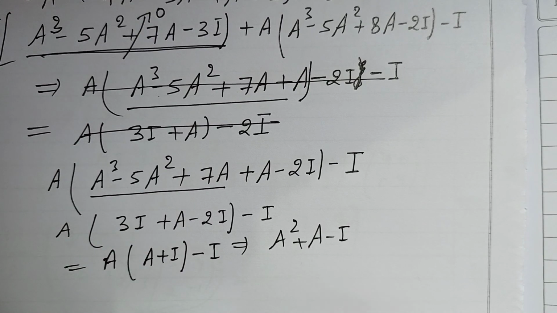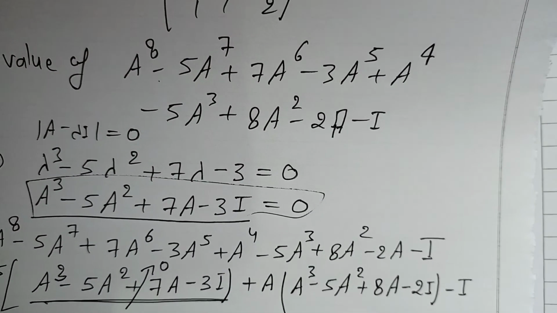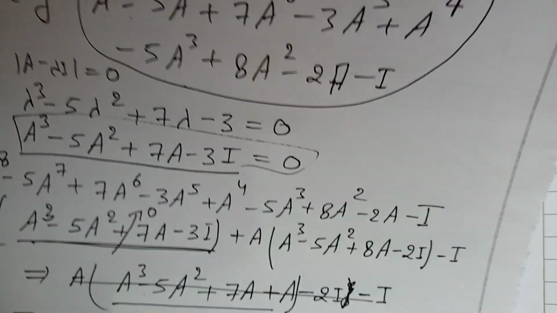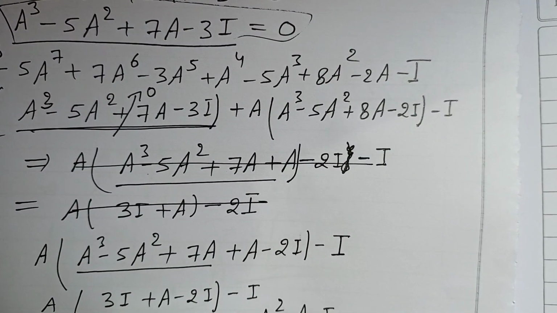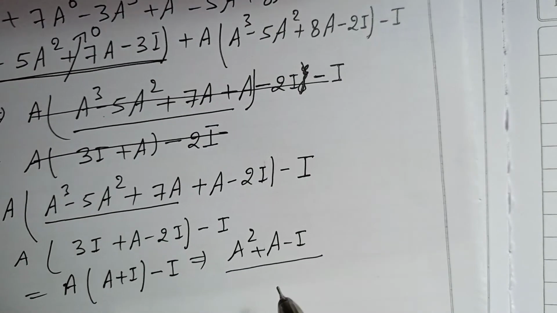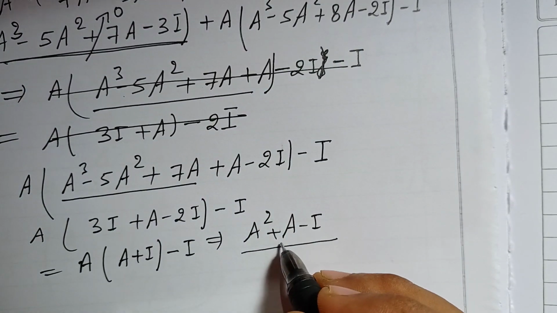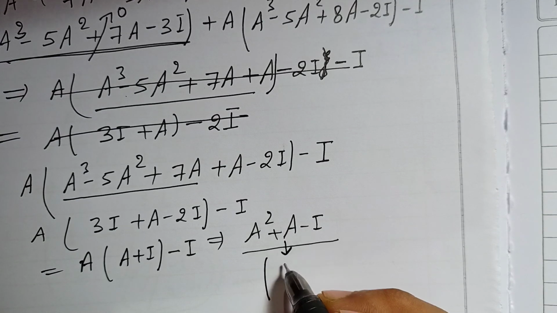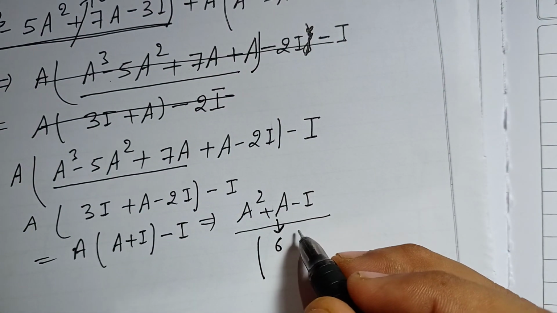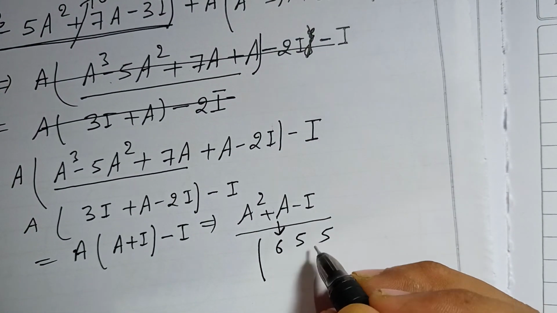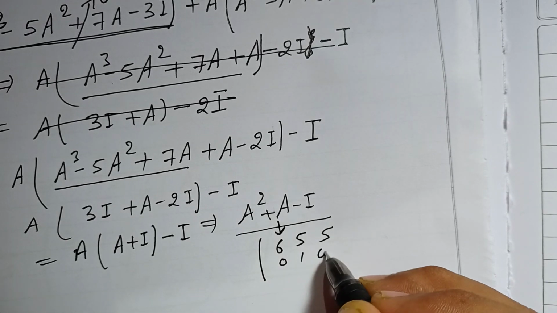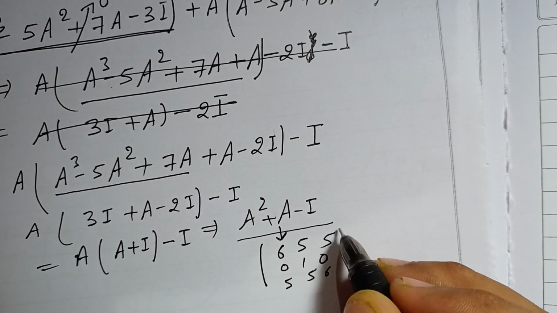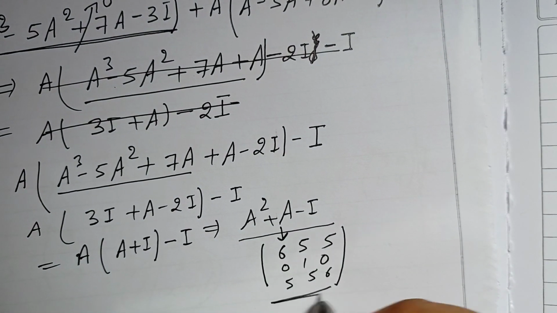So finally the expression given in the question simplifies to A square plus A minus I. Now if you substitute the value of A and simplify, we get the answer 6 5 5, 0 1 0, 5 5 6. So this is the answer.